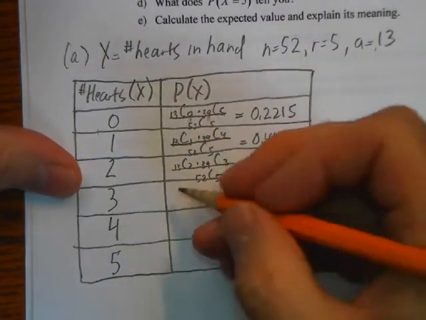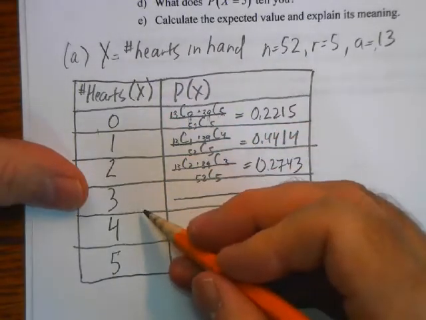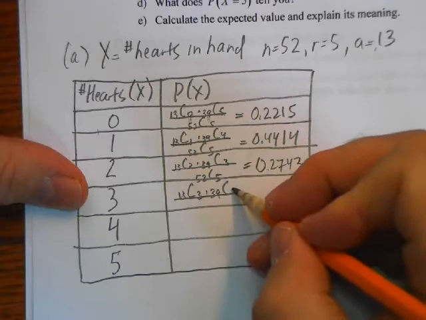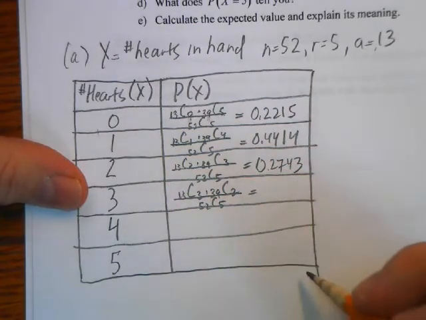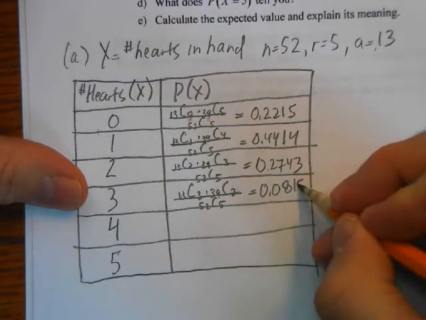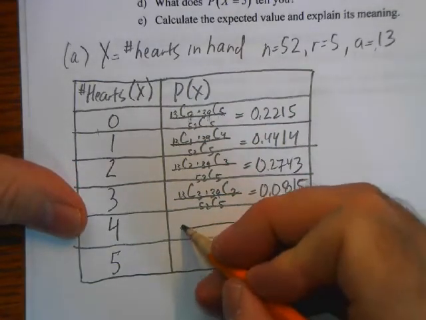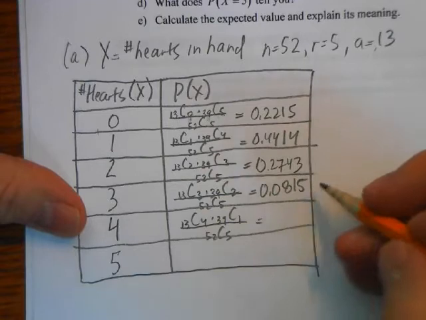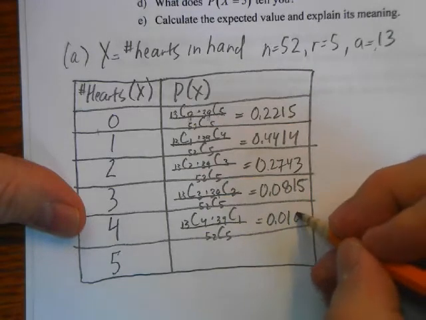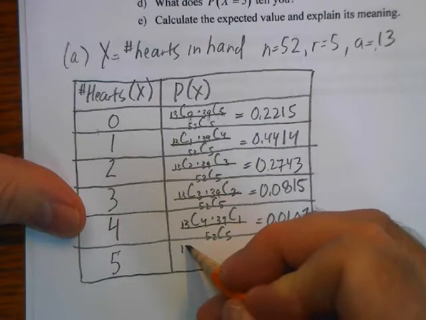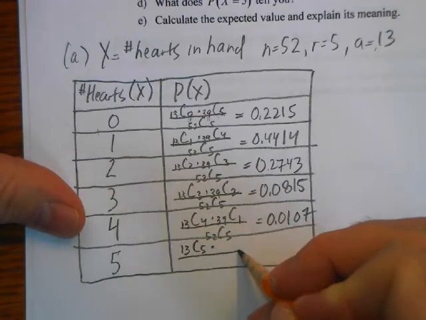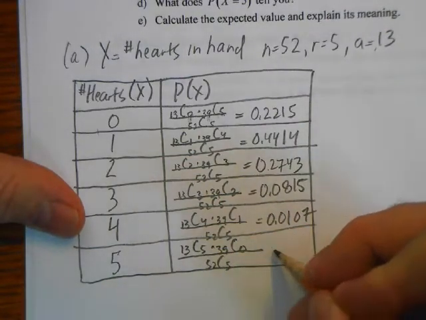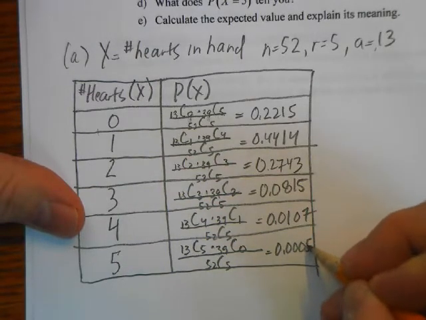So if we keep going, if we want 3 hearts, that's 13 choose 3 times 39 choose 2, since you've got 2 other cards to choose, over 52 choose 5. That is equal to 0.0815. For 4 hearts, that's 13 choose 4 times 39 choose 1 over 52 choose 5, and this is dropping quite rapidly, 0.0107. And finally, getting 5 hearts is 13 choose 5, so all 5 cards are hearts and none of the 39 non-hearts are picked, 39 choose 0, over 52 choose 5. That is equal to 0.0005. So very, very low.